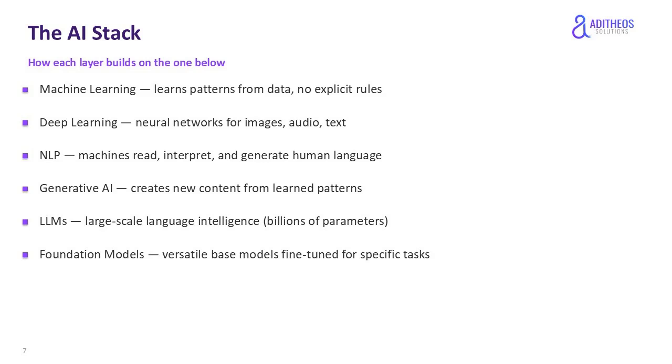Above that is deep learning, a specialized subset of ML that uses neural networks loosely inspired by the human brain. Deep learning is what made modern speech recognition, image classification, and document processing reliable enough for enterprise deployment.